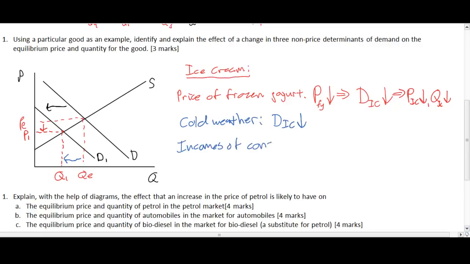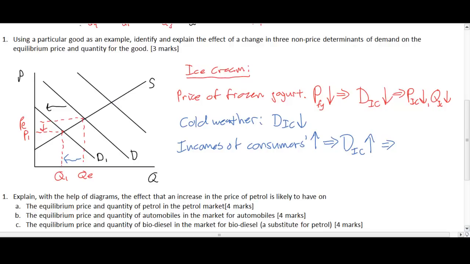Let's assume that consumers' incomes rise. An increase in consumers' incomes, assuming ice cream is a normal good, in other words, a good for which there is a direct relationship between incomes and demand, will lead to an increase in the demand for ice cream, which, let's show the effect of that increase in demand on our demand and supply diagram here.